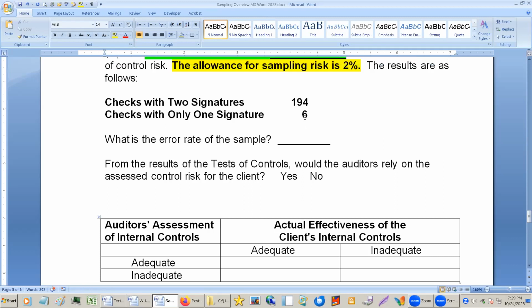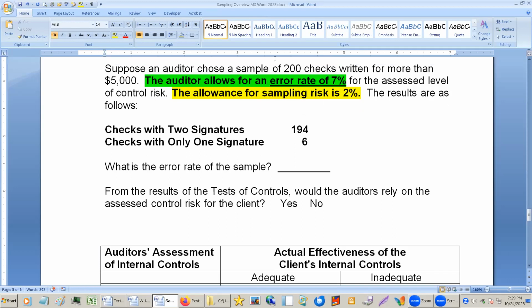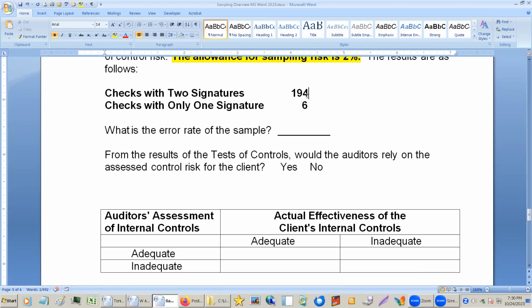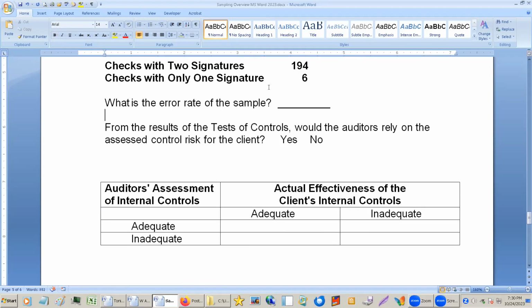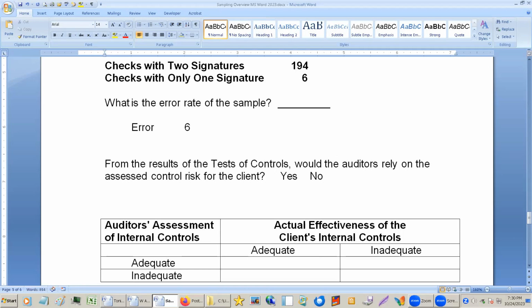Do you divide 194 by 6? You probably do the 200. Say, okay, out of the 200 checks, 6 of them were bad. So the error rate would be, what is that? The errors were 6, and the sample was 200.